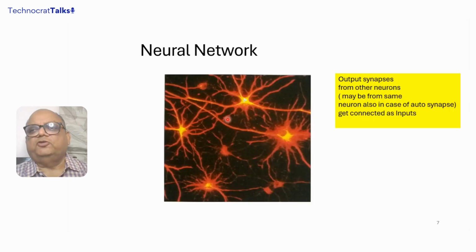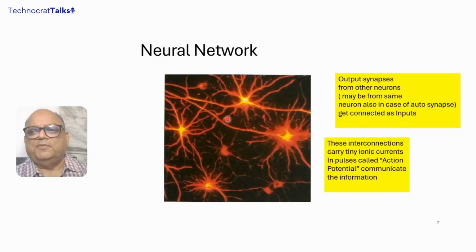So output synapses go to other neurons, and maybe also from the same neuron to the same neuron. In that case, it is called an autosynapse. It could get connected as input again as a kind of feedback, closed loop feedback, if you please. Okay. These interconnections carry tiny ionic currents of action potential, and they communicate the information. Okay.